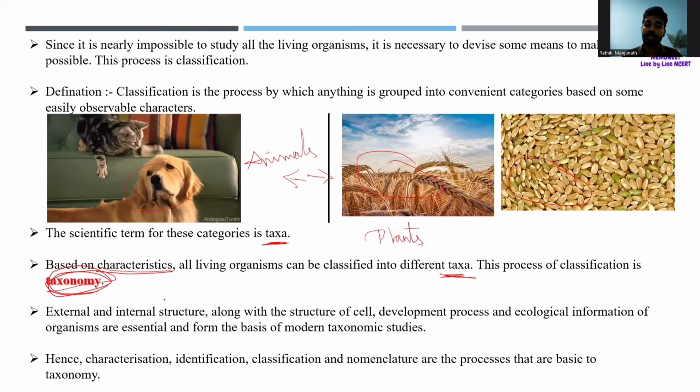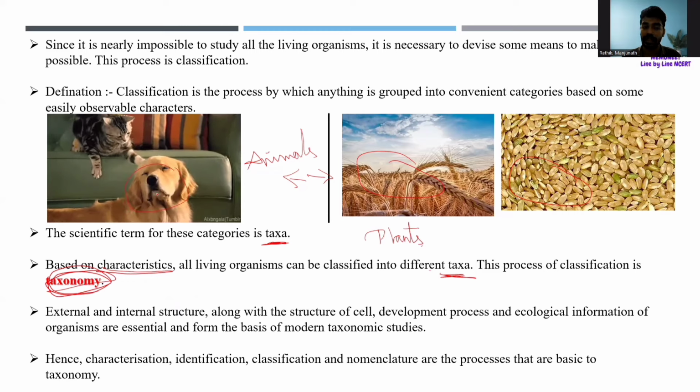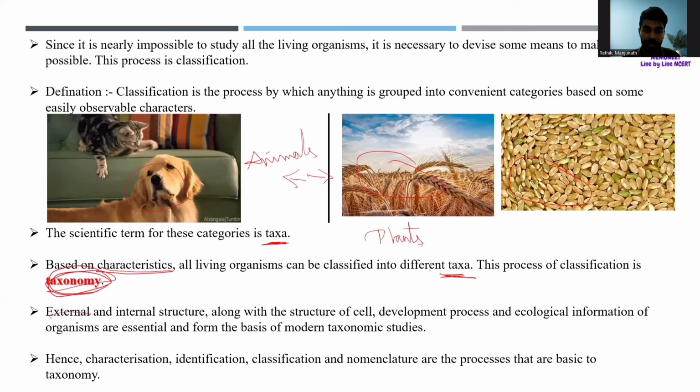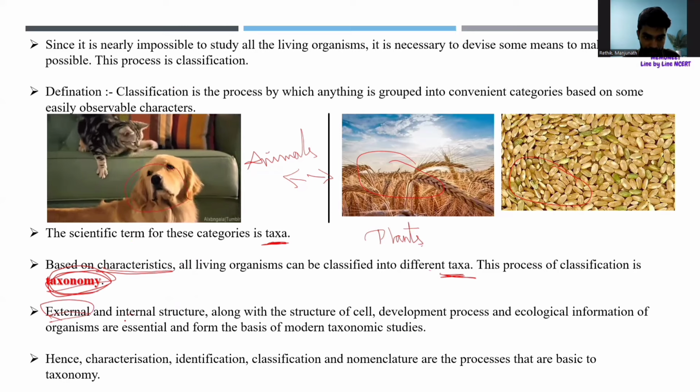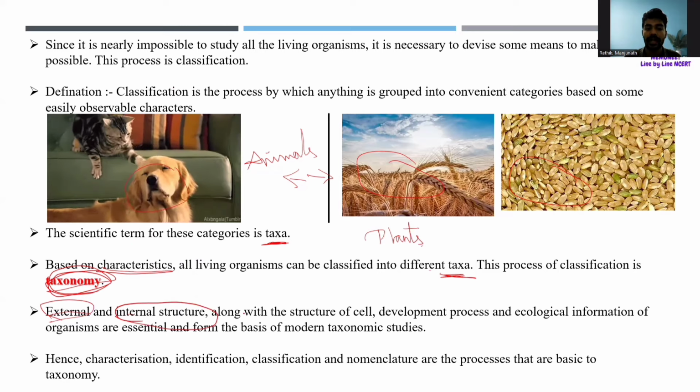What are the things that you will be considering while you are classifying or characterizing them? One thing is the external characters, and the second thing is the internal characters. Along with this, the structure of the cells, the developmental process, and the ecological information of the organisms are very essential and form a basis for all modern taxonomical study. Hence, characterization, identification, classification, and nomenclature are the processes that form the basis of taxonomy. I hope you understood what I am trying to say.